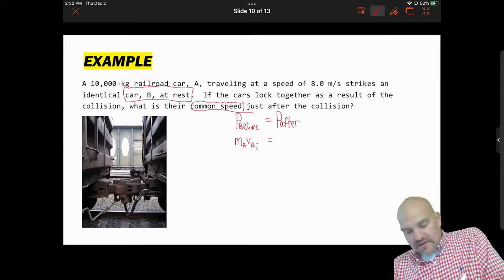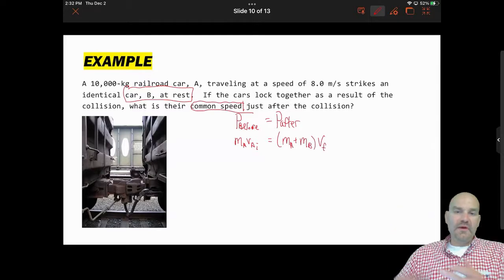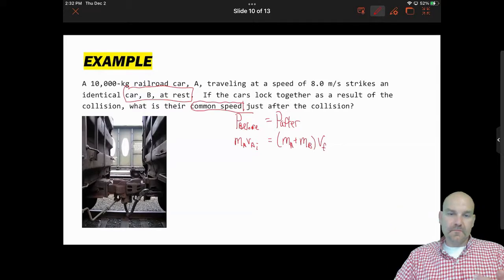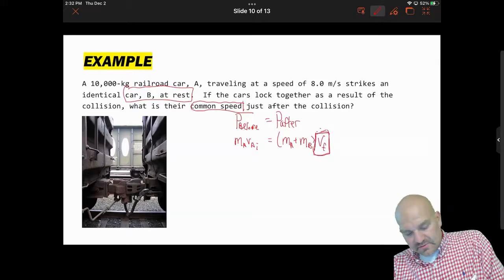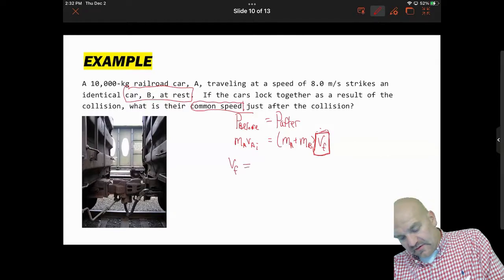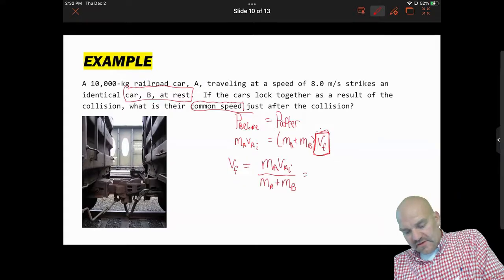So what does that mean? That after the collision, these two stick together and go off at one big common final velocity. Okay. And now this VF is what I'm solving for. So now I do my algebra and find that VF is MA VA initial divided by what amounts to my total mass. So now I can plug in those numbers.